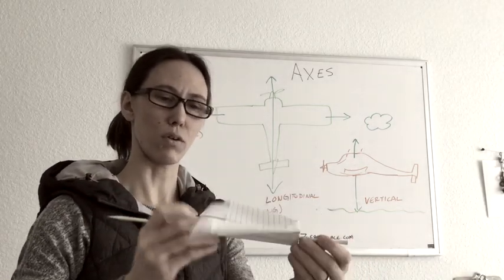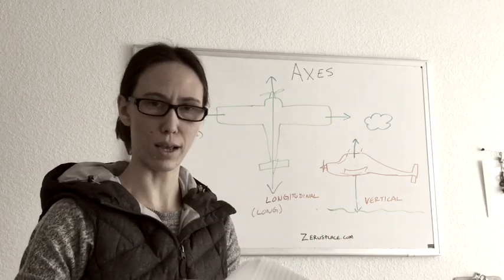So what direction is it going to go? It is going to roll. How does it roll? It rolls with the ailerons, obviously.